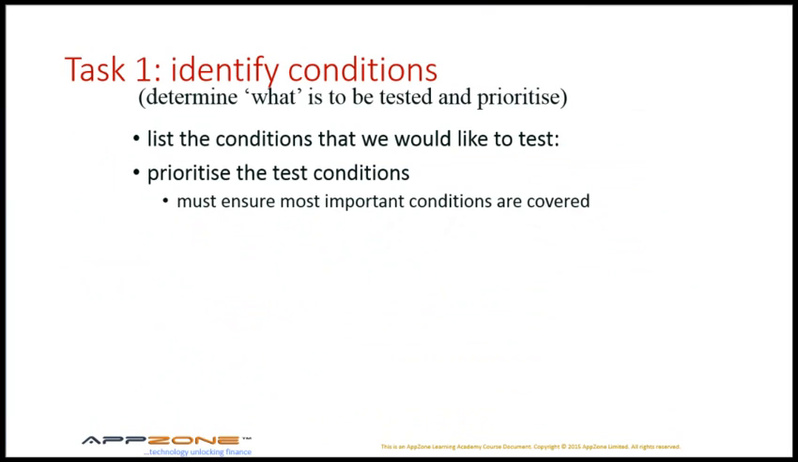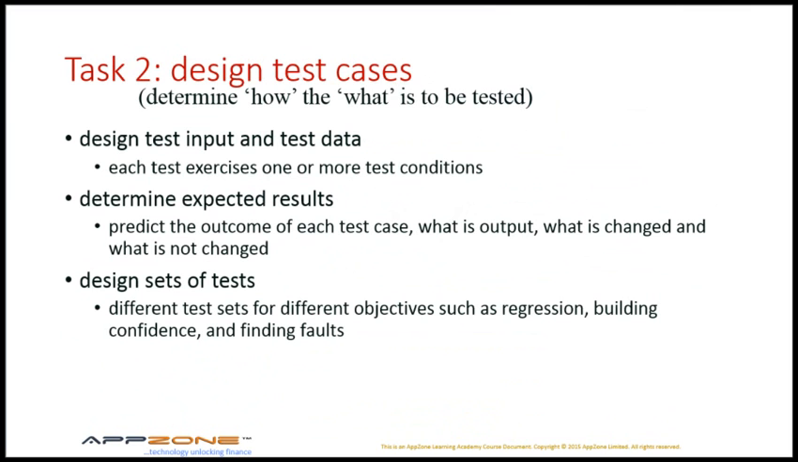So the first task is to identify the conditions, to determine what is to be tested and prioritize. Then you list the conditions that we would like to test, you prioritize the tests, and must ensure the most important conditions are covered. When we were talking about exhaustive testing earlier, we made mention of this. So like I said earlier, again, the second task was to design the test cases, determine how what you have identified earlier is to be tested.